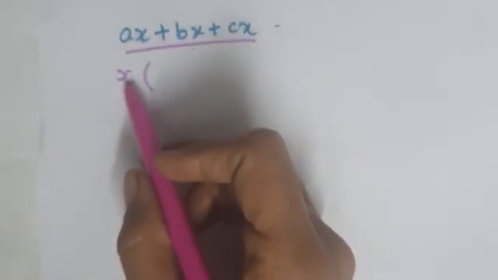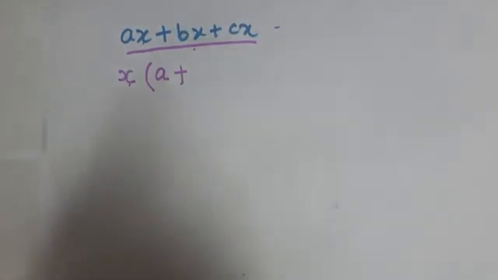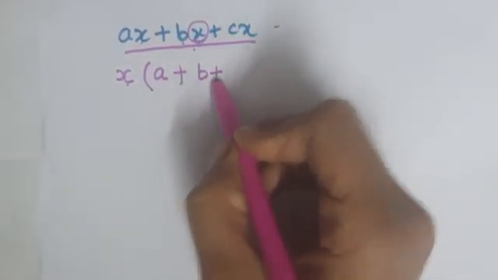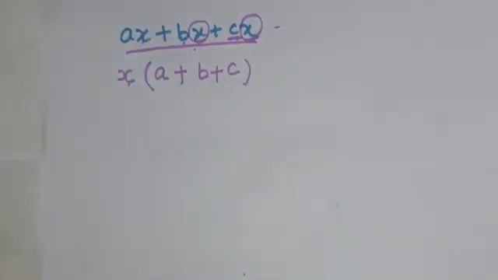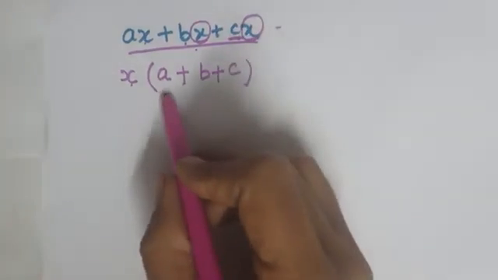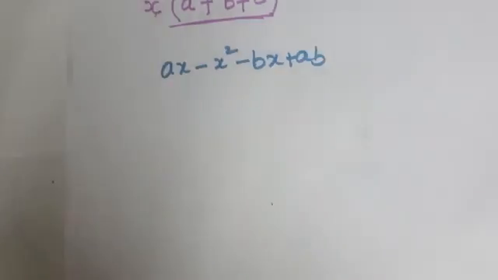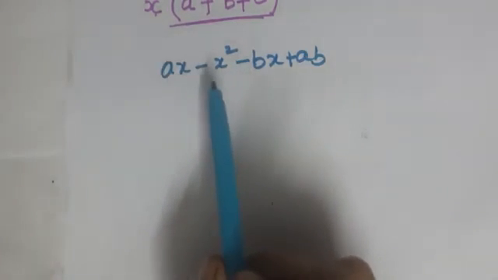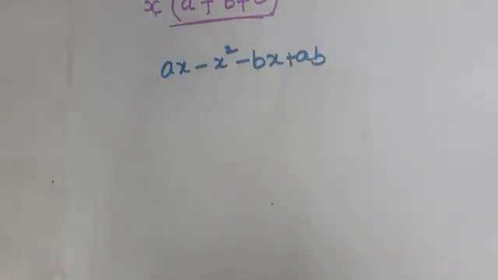So x is common here. I am left with a. Plus, x I have taken, so what is left? b here. x is taken common. What is left? c. So this is your final answer, because now there is no other term left which we can take common. The next question is factorize ax minus x square minus bx plus ab.